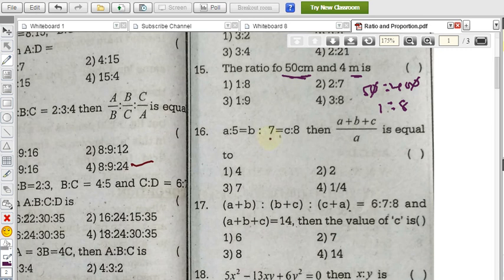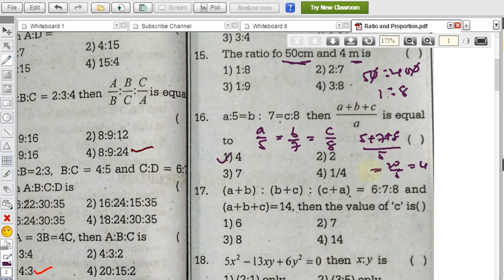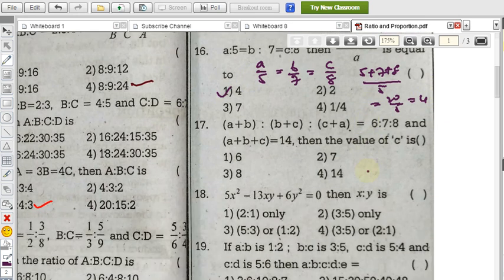Then a is to 5 is equal to b is 7 is equal to c is to 8. Then a plus b plus c by a. Even this also. That means you can write a by 5 is equal to b by 7 is equal to c by 8. Okay. Then this directly value can substitute. Instead of a b c, substitute 5 7 8. So 5 plus 7 plus 8 by again 5. Okay, 5 7 8 20 by 5. That is equal to 4. So we'll get the 4. Okay, concept is same. In 17 also we can do the same, take some constant k and we can do.